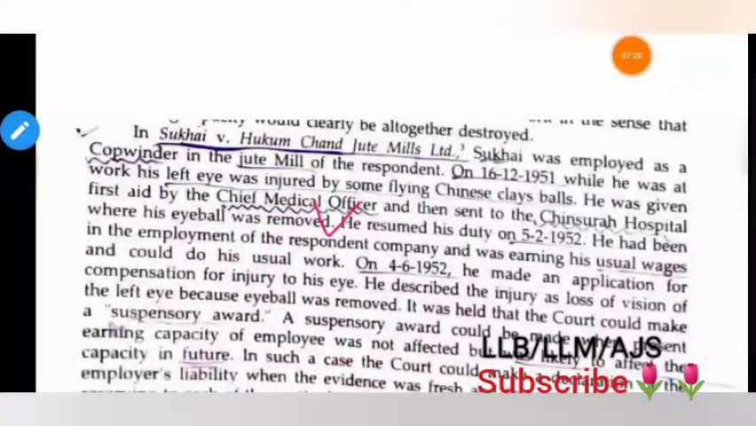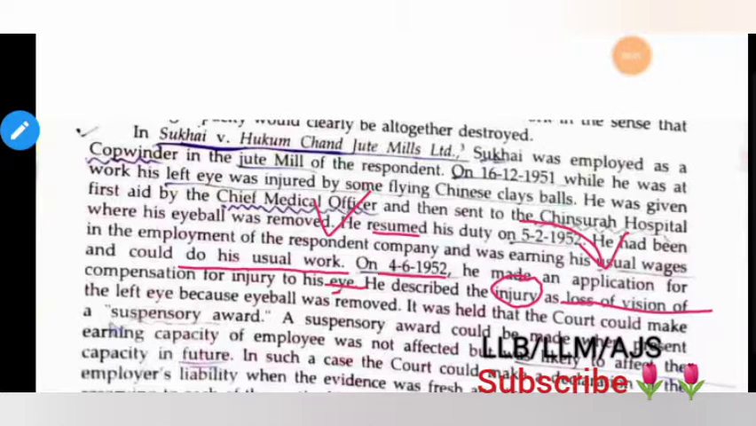He resumed his duty on 5/2/1952. He had been in the employment of the respondent company and was earning his usual wages and could do his usual work. On 4/6/1952, he made an application for compensation for injury to the eyes. He described the injury as loss of vision of the left eye, because the eyeball was removed.